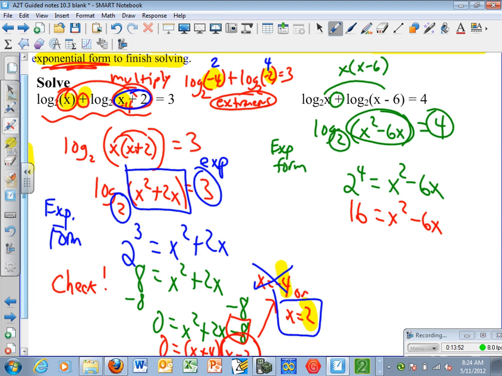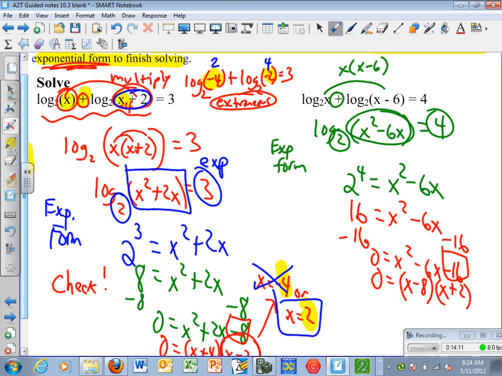So there's what we have. I'm going to set equal to 0, so I'm going to subtract 16. So x squared minus 6x minus 16. And I'm going to factor. Factors of negative 16 that add up to negative 6. I've got to have one of each sign. So it'd be negative 8, positive 2. Which means if I look at what makes these factors 0, zero product property, x equals 8, x equals negative 2. Now we've got to check, are any of them extraneous?